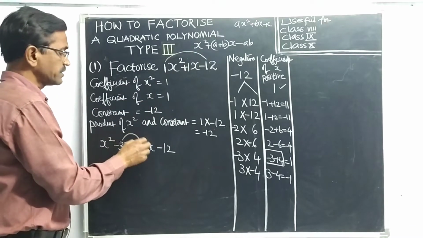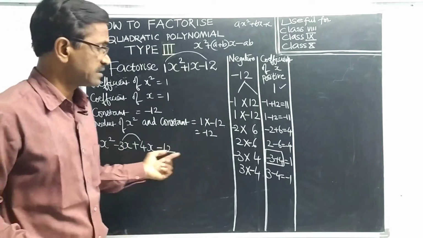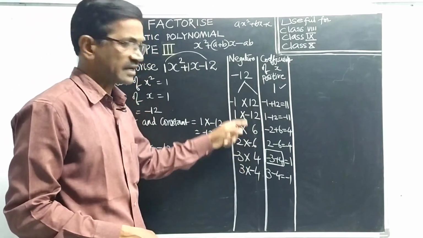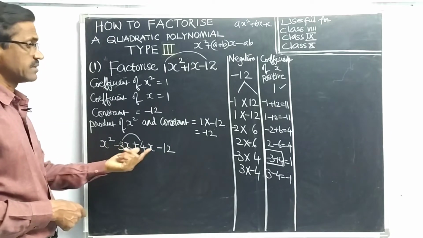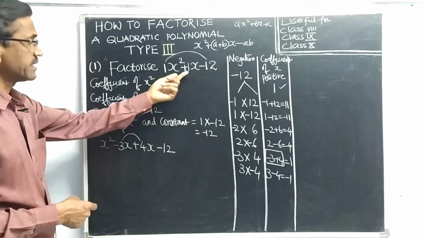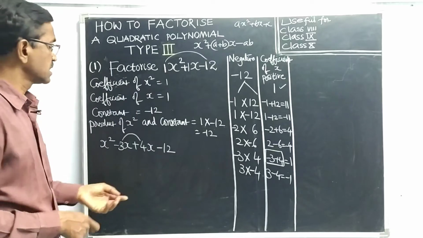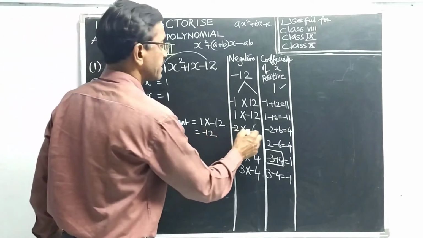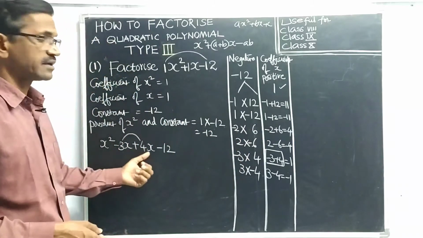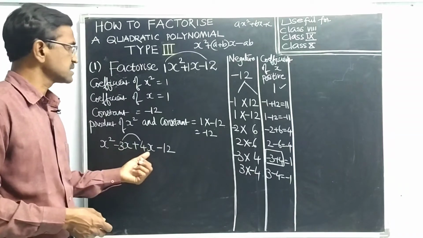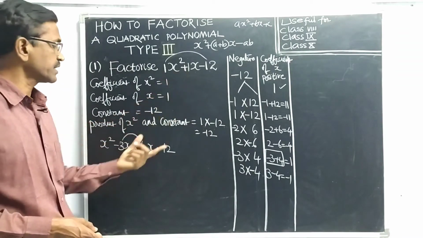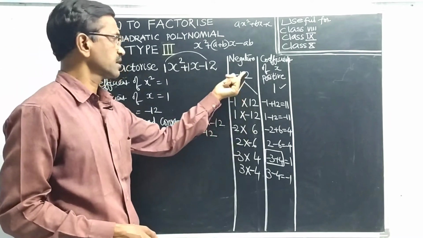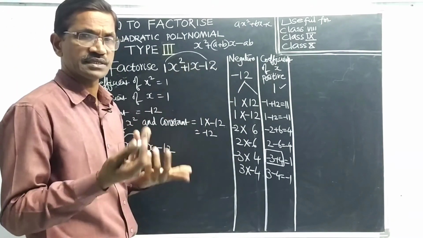In that way you have to take this. If you take any other factors, we cannot get minus 12, or we cannot get the coefficient of x. If we take minus 2 and 6 in the place of minus 3x and 4x, that is minus 2x plus 6x, we get 4x, but 4x is not there. The product is minus 12, but by addition we cannot get x.